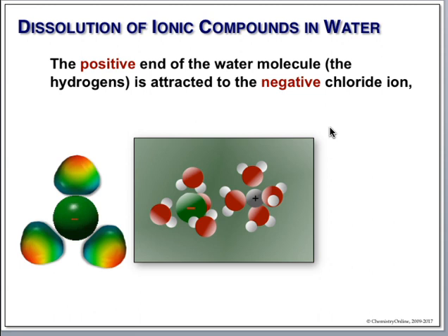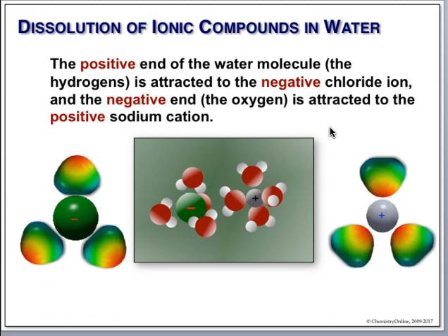Nature abhors a single charge of any sort. The more you can distribute it and spread it over space, the more stable it is. Water is the best substance we know for doing this. Same thing for the sodium. You notice the sodium here, always the oxygen ends came in. The negatives interacted with the positives, distributed positive charge, and makes it more stable.